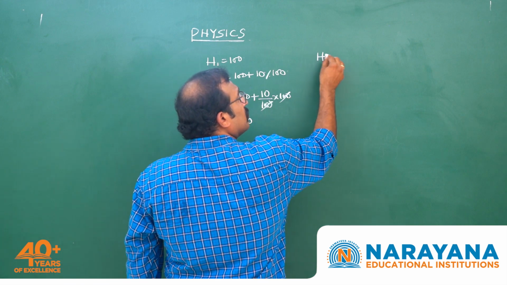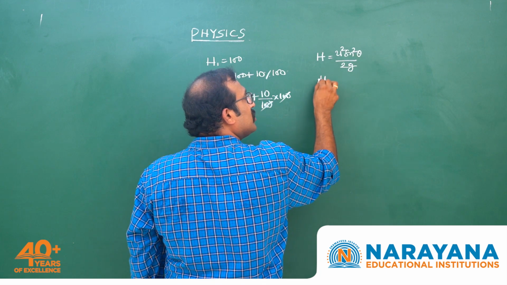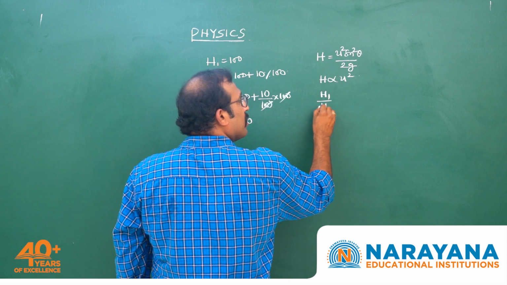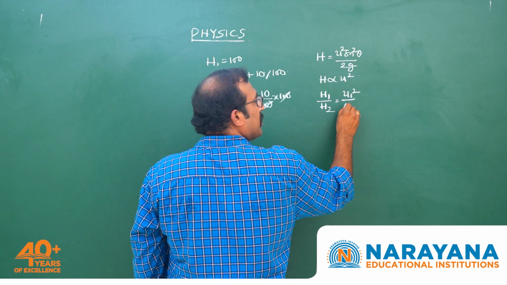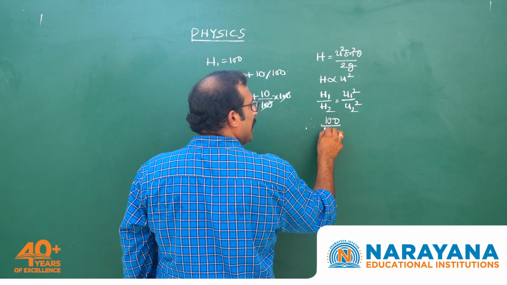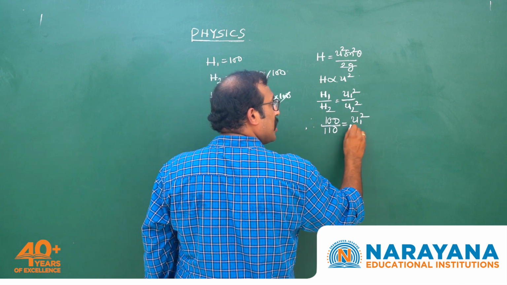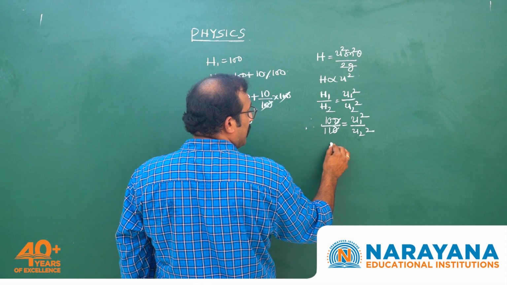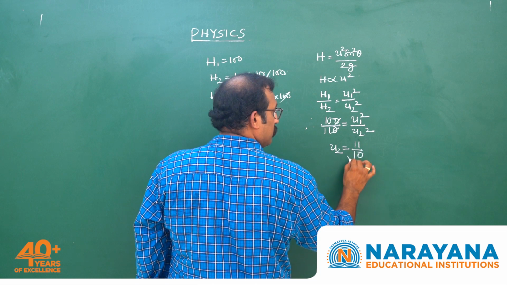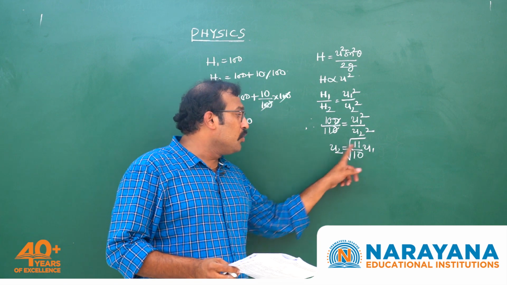Basically, here H is equal to u square sine square theta by 2g, as H is directly proportional to u square. So we can write H1 by H2 is equal to u1 square by u2 square. Therefore, we can write it as 100 by 110 is equal to u1 square by u2 square. Therefore, u2 is equal to 11 by 10 square root of u1. This is the relationship between u2 and u1.